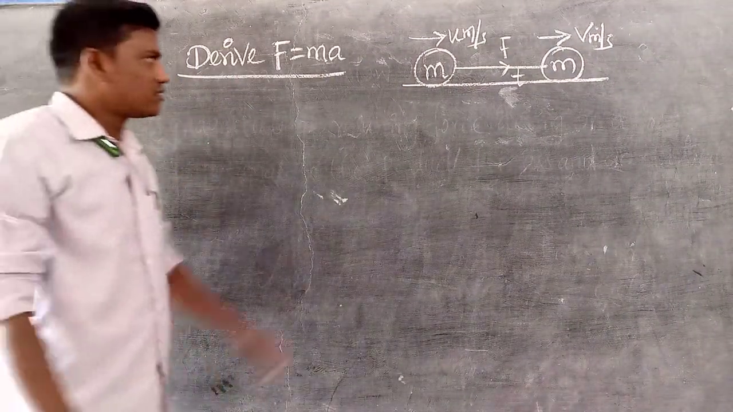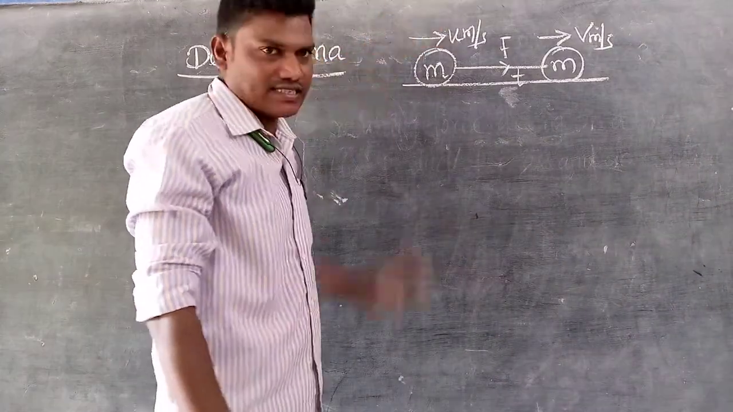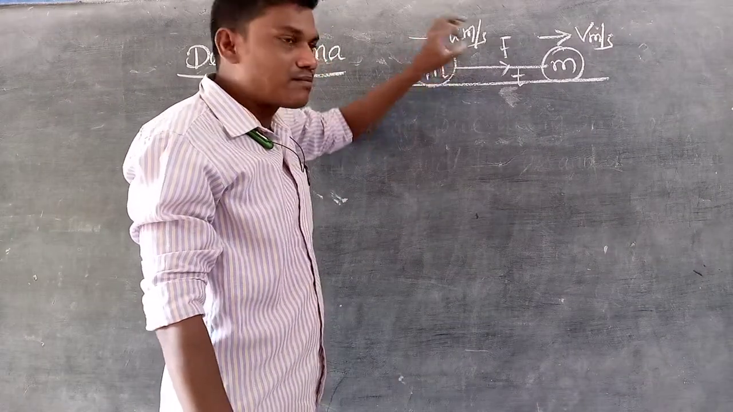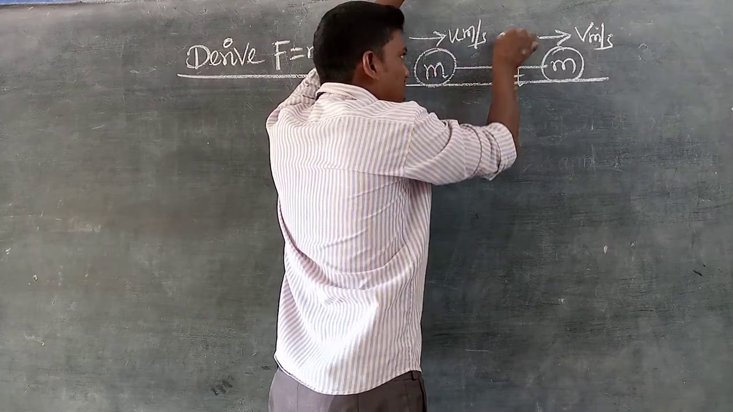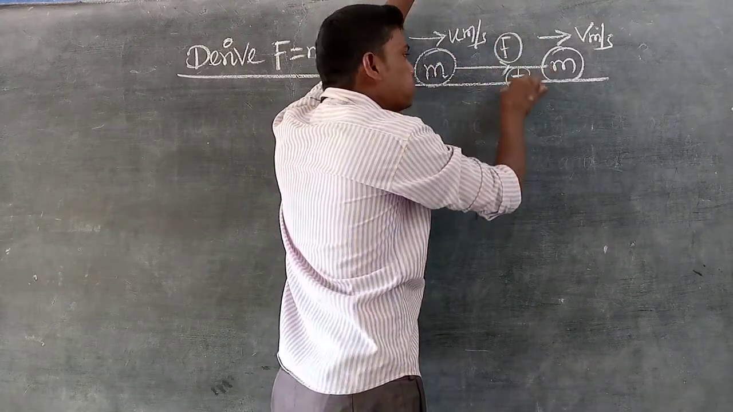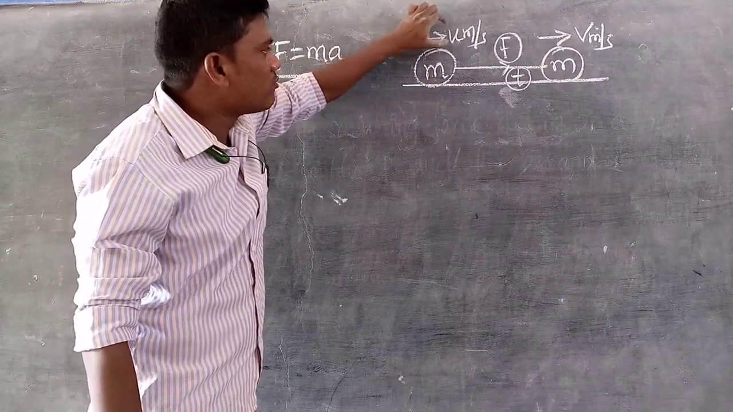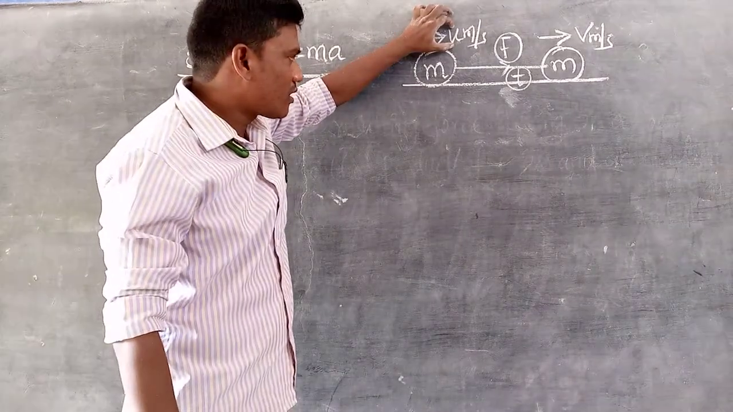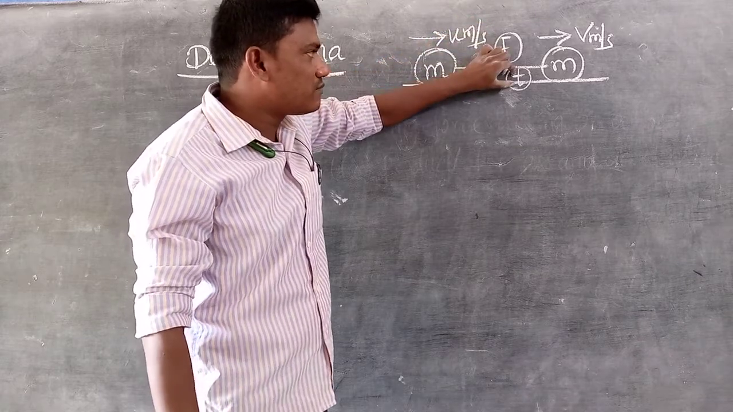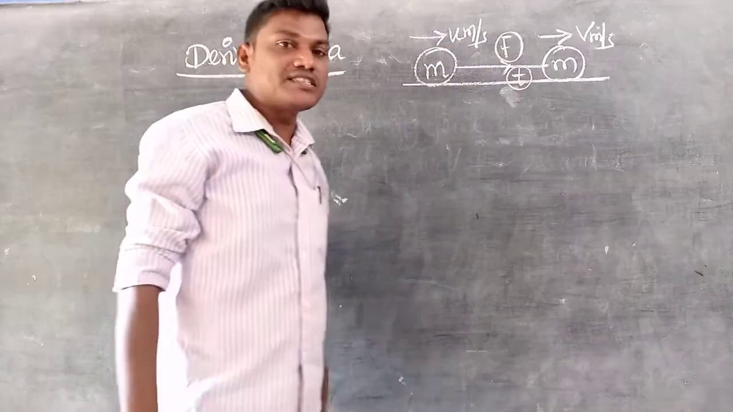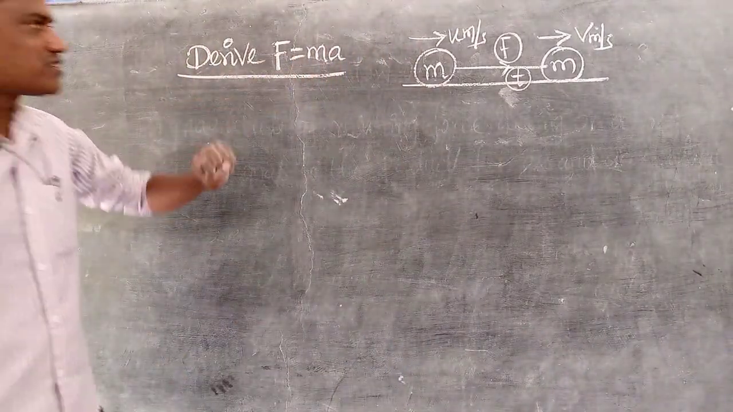Let us consider a body of mass m initially moving with velocity u. Now after some time during its motion, an external force F acts on the mass m up to time t. Listen very carefully. A body of mass m is initially moving with velocity u. On this body, external force F is applied up to time t, then the velocity of the body changes and it moves with v meters per second. So here you are observing that.